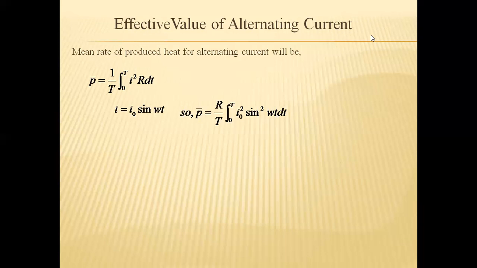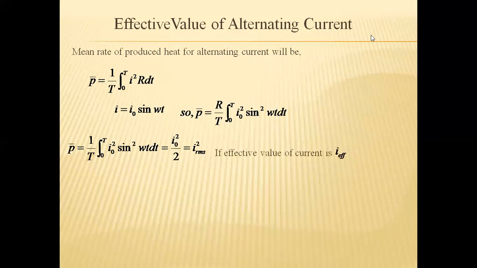So we take R outside the integration of 0 to T I naught square sine square omega t into dt, and again we convert it: 1 by T integral from 0 to T of I naught square sine square omega t into dt, that means I naught square by 2, and it is like the RMS values, because it is the same value. That's why we take the result in the root mean square values equation. So we can write here directly P bar is equal to I naught square by 2 into R, that means I square RMS into R.